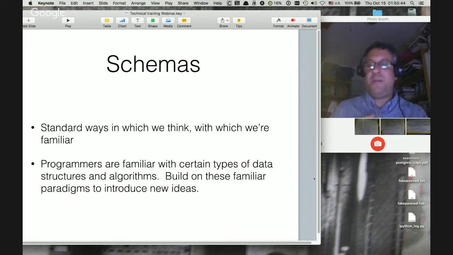Well, programmers are familiar with certain kinds of data structures and algorithms, so you can build on these. If there's an existing schema, and you can say, oh, this is just like that, except, you're going a long way toward helping them to understand.